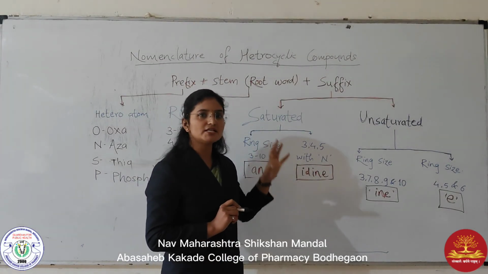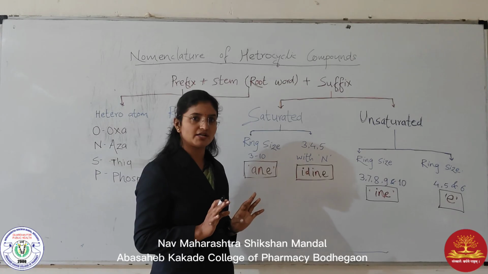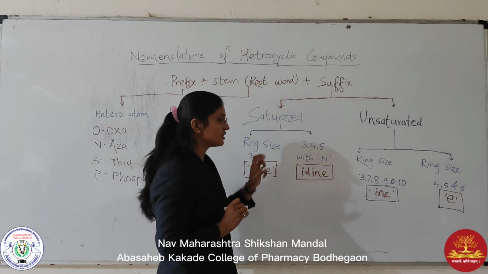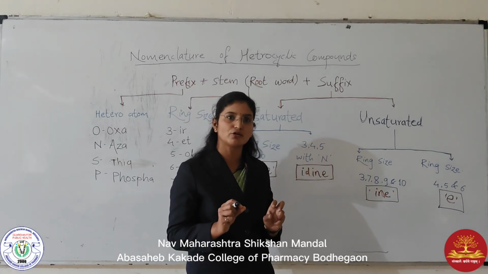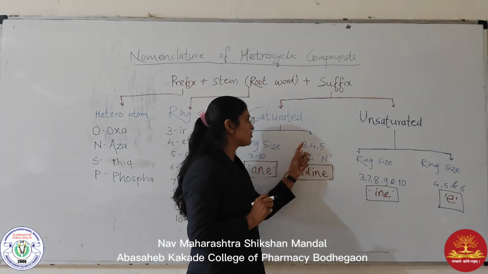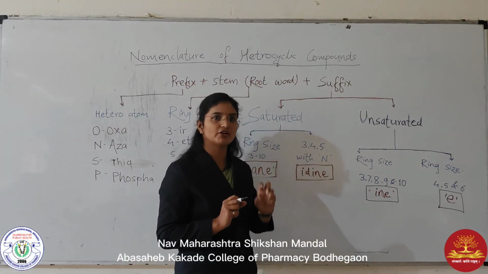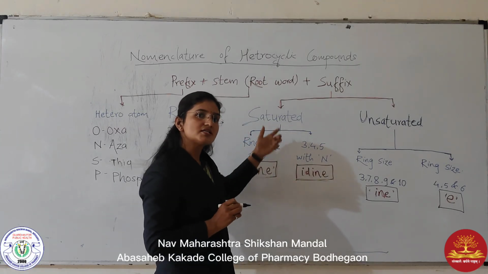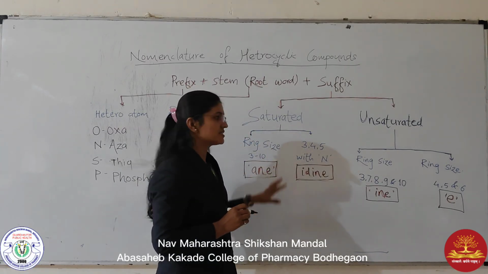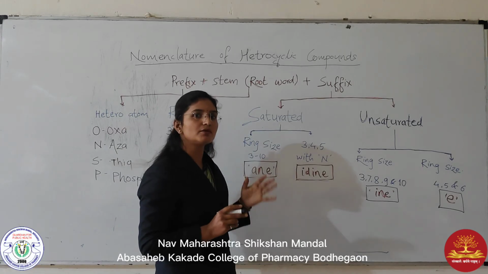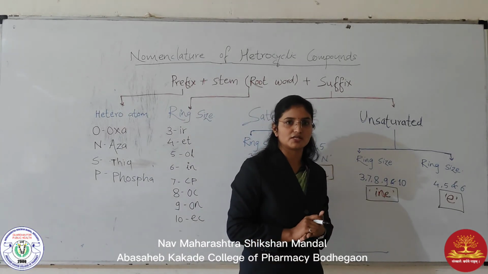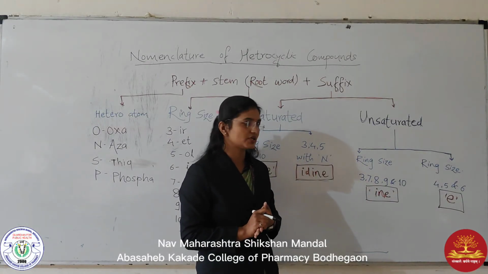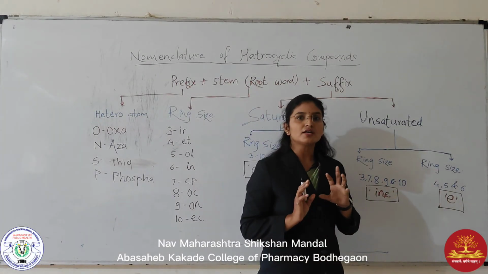If your ring is fully saturated and does not contain any nitrogen atom, then the suffix will be plain ane. But if your ring is fully saturated and contains nitrogen and that ring is 3, 4 or 5 member, then the suffix must be idine. So this is about the saturated ring and the suffix used for it. Then we come to the unsaturated ring. If you want to name the heterocyclic compound and your ring is unsaturated, then again there are 2 categories.